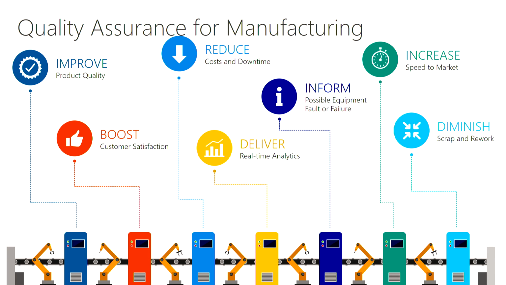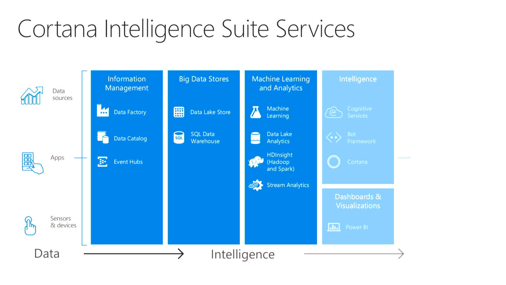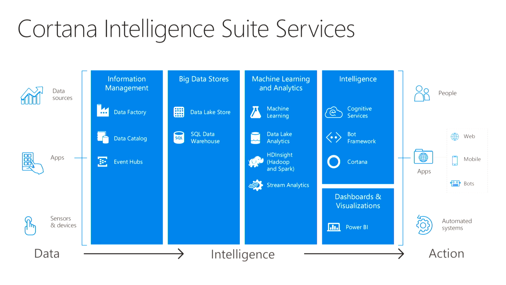And obviously from a quality assurance perspective, when you're able to improve product quality, your customers will be more satisfied, reducing costs and downtime. And then you have the real-time analytics that people can look at. Are things failing in the middle, informing people of equipment failure, increasing that speed to market, and diminishing scrap and rework. So I'm going to do a quick overview on what a solution like that might look like.